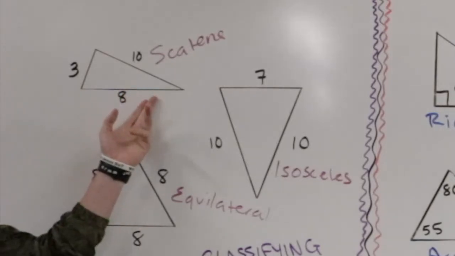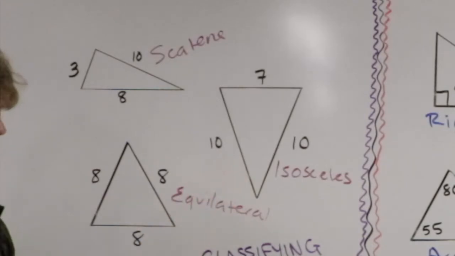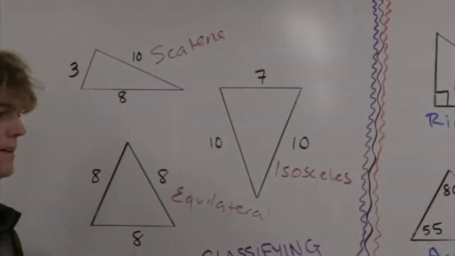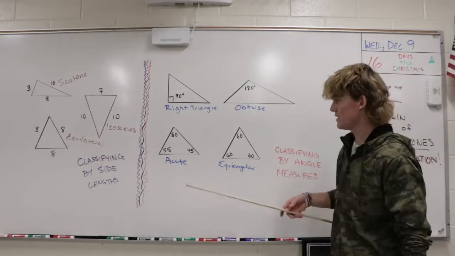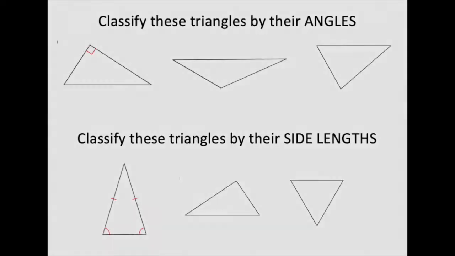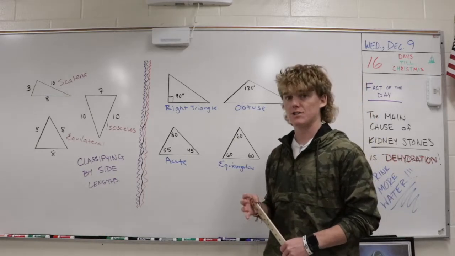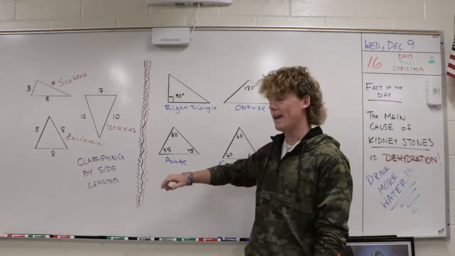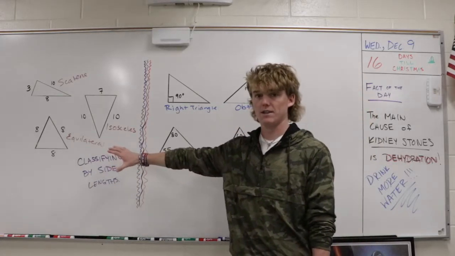So we have scalene, which means that all of the sides are different. Isosceles, which means two sides are the same. And then an equilateral, where all of the sides are the same. So now you know how to classify triangles by their angle measures and by their side lengths. Now, what you do if you're classifying a triangle with both their angle measures and their side lengths, you list first the angle and then the length name.